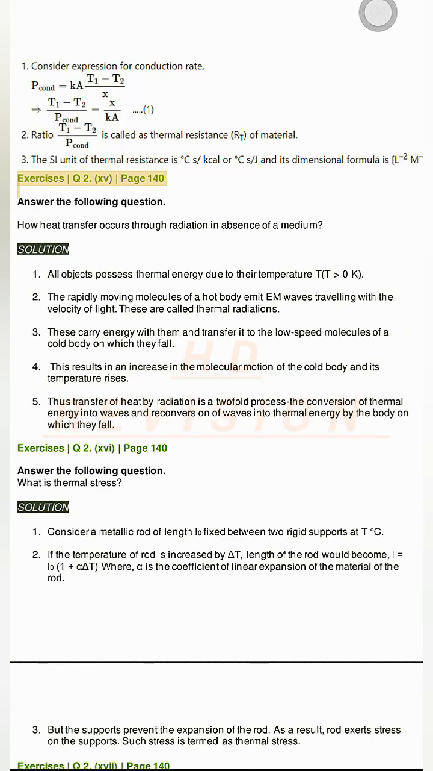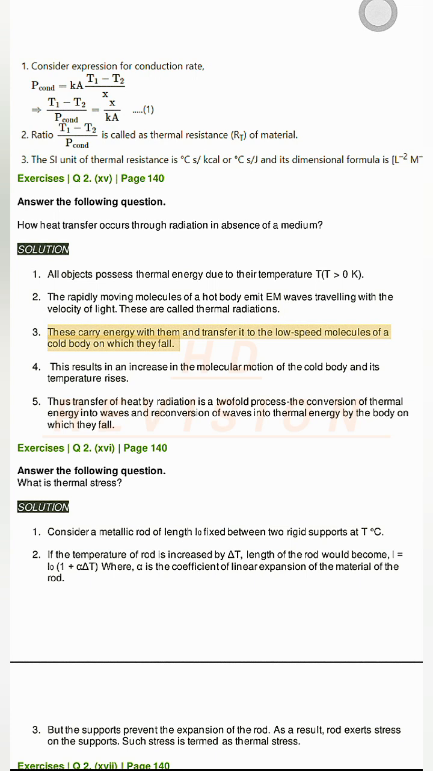Solution. Exercises Q2. XV, page 140. Answer the following question. How does heat transfer occur through radiation in the absence of a medium? Solution. 1. All objects possess thermal energy due to their temperature T greater than 0 K. 2. The rapidly moving molecules of a hot body emit EM waves traveling with the velocity of light. These are called thermal radiations.